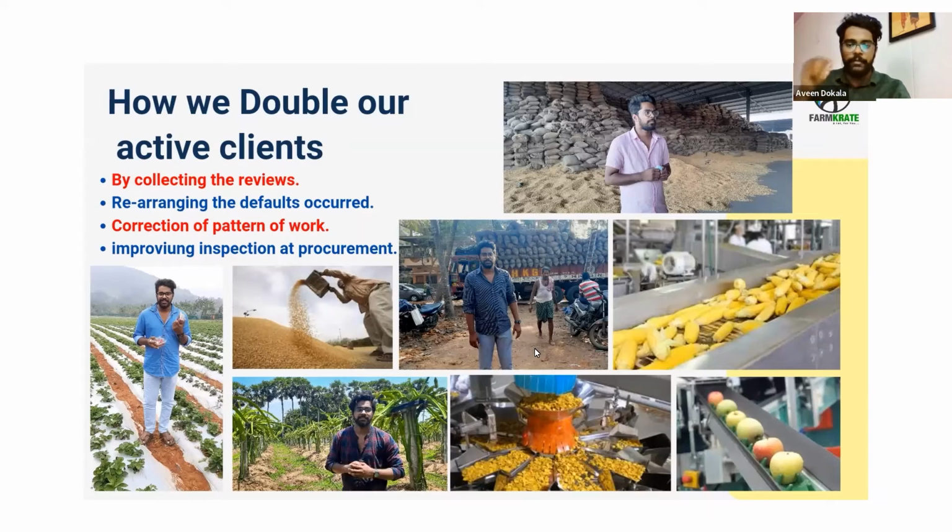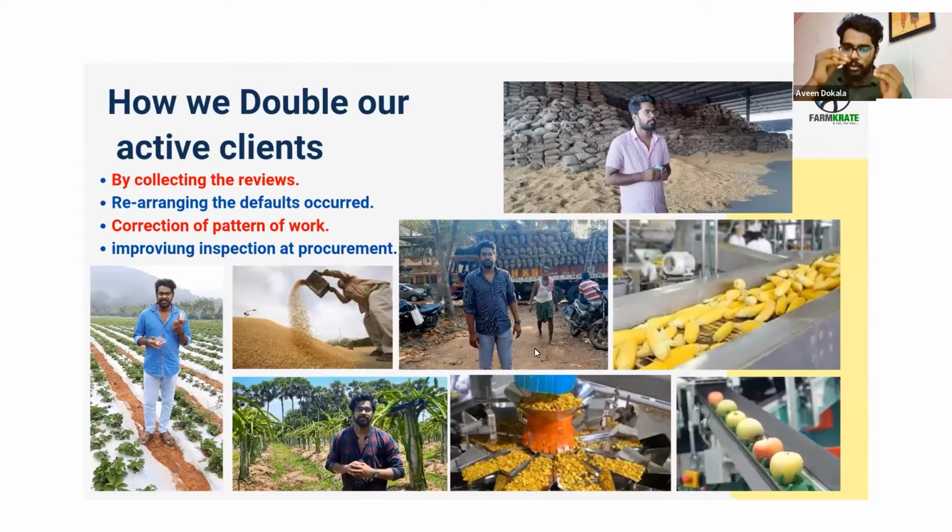This helps the farmer in selling the product and getting the price of the product on the same day of the selling. How do we correct our database? From the previous loads we have sent to the merchants, we take the feedback from the merchants or the business people, and then we recorrect the pattern of work and improve the inspection of the procurement.